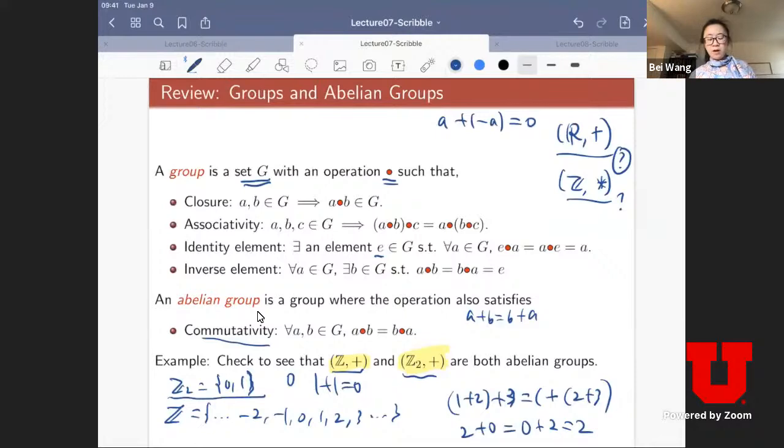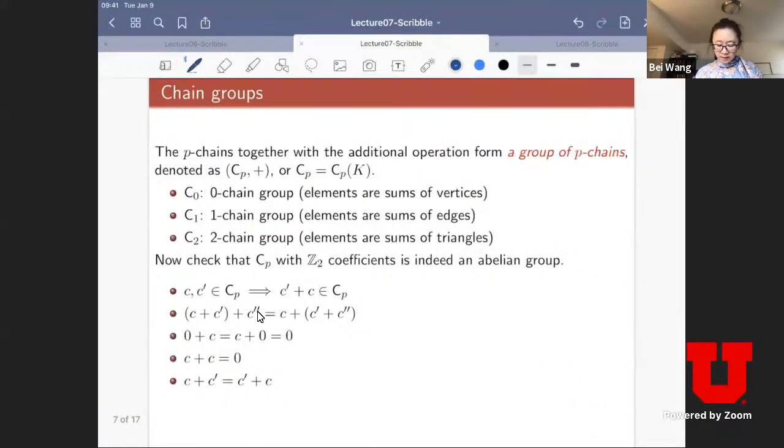Okay, so all this you have to check, but let's see. Basically, remember, capital C of 0 is a chain group, a set of chains where the operation is addition. This chain group's elements are all linear combinations of vertices, which I call sums in the slides. C1 is all the chains that are linear combinations of edges. And C2 is all the combinations where elements are sums of triangles.